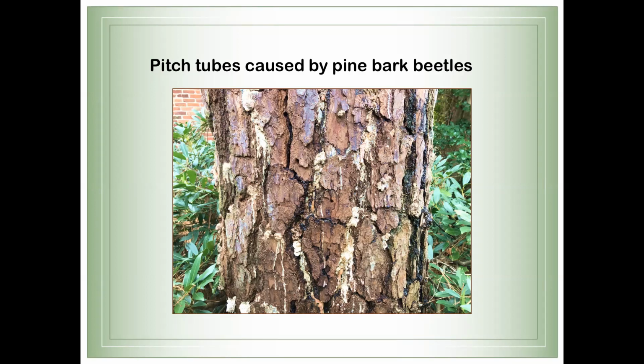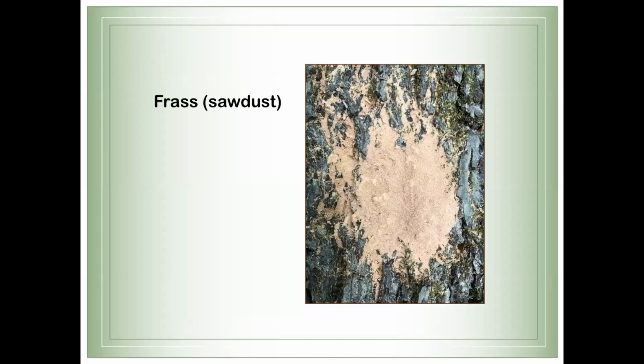So what do you do? Well, you can spray the tree. Sometimes that works, but if you spray the tree, you have to do it really early on, not in this state where the beetles are up underneath the bark, and the spray chemicals won't touch them. They're underneath the bark. Too late. So sorry. And here we have sawdust.